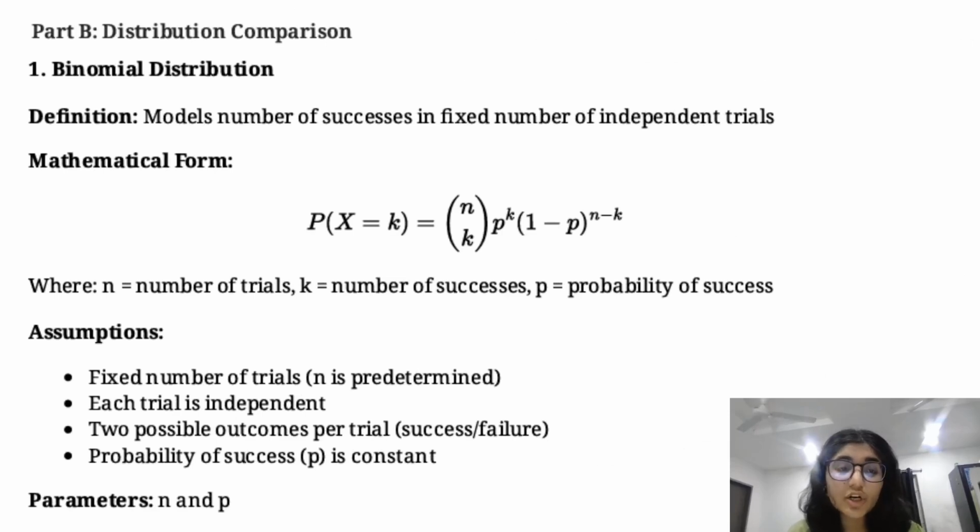Now the B part of the second question is distribution comparison. First is the binomial distribution. It models the number of successes in a fixed number of independent trials. The mathematical formula is P of X equals k, which is n choose k times p to the power k times (1 minus p) to the power n minus k, where n is the total number of trials, k is the number of successes, and p is the probability of success. The assumptions are a fixed number of trials, each trial is independent, two possible outcomes per trial, and the probability of success p is constant, where the parameters are n and p.